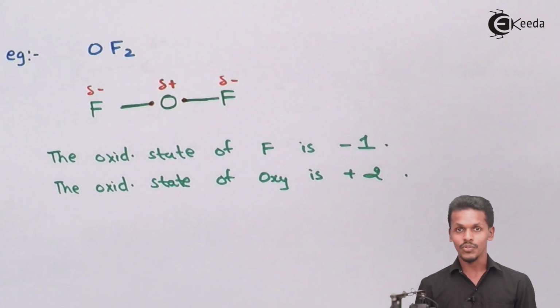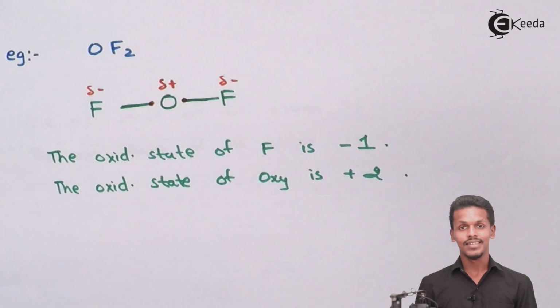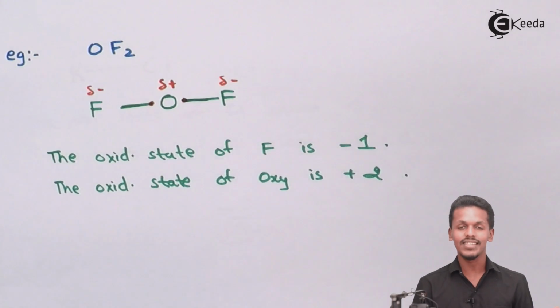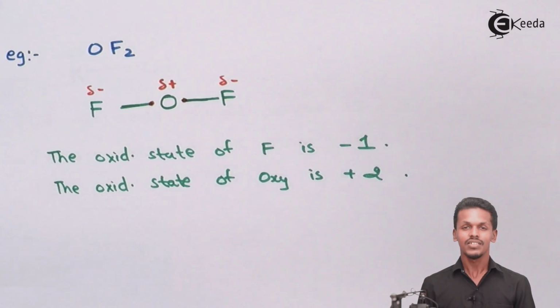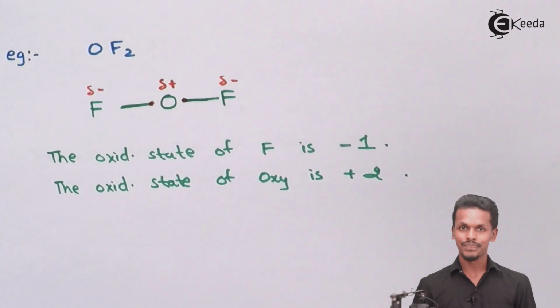Now in this case, oxygen is basically an electronegative atom, but because it has been attached to fluorine, which is more electronegative, it has acquired a partially positive charge, which makes the oxidation state of the oxygen +2 in this case.